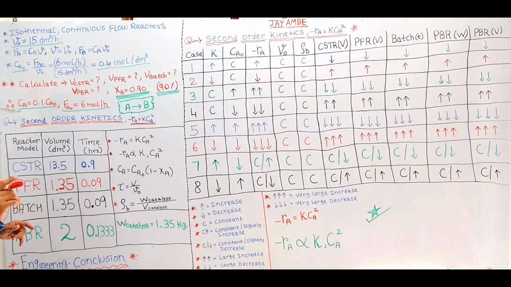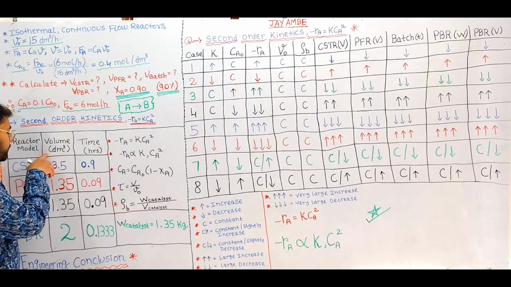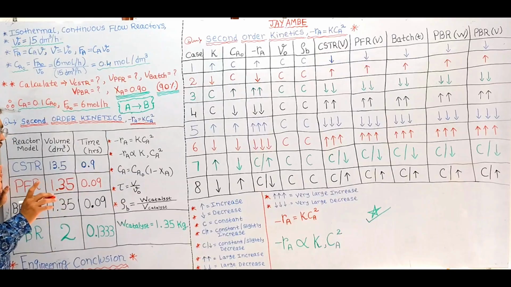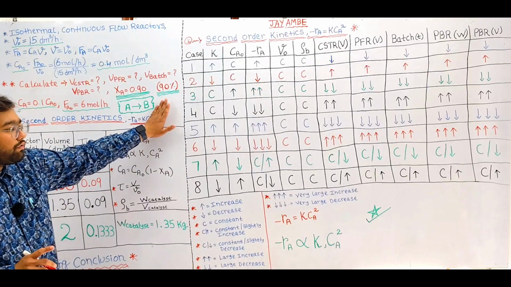So by using the fundamental concept of the performance equation of PFR, we can design how much volume of PFR will be required in order to achieve the desired conversion, right? By using the performance equation of the plug flow reactor, we have calculated the required volume, which comes out to be 1.35 cubic decimeter of the plug flow reactor in order to achieve the desired conversion of 90%, right?